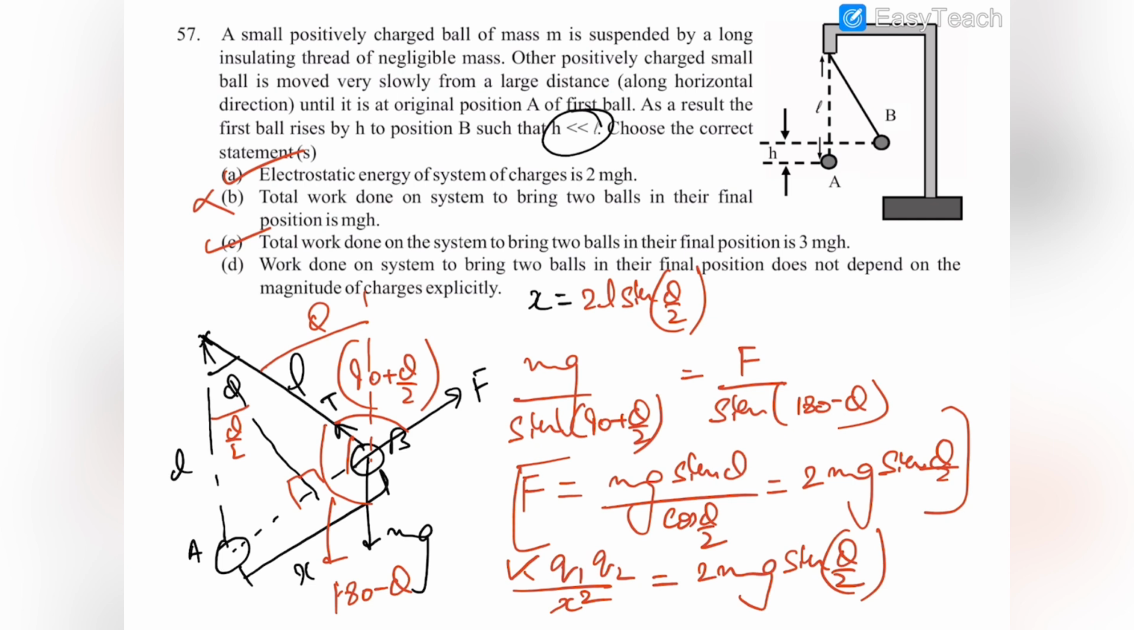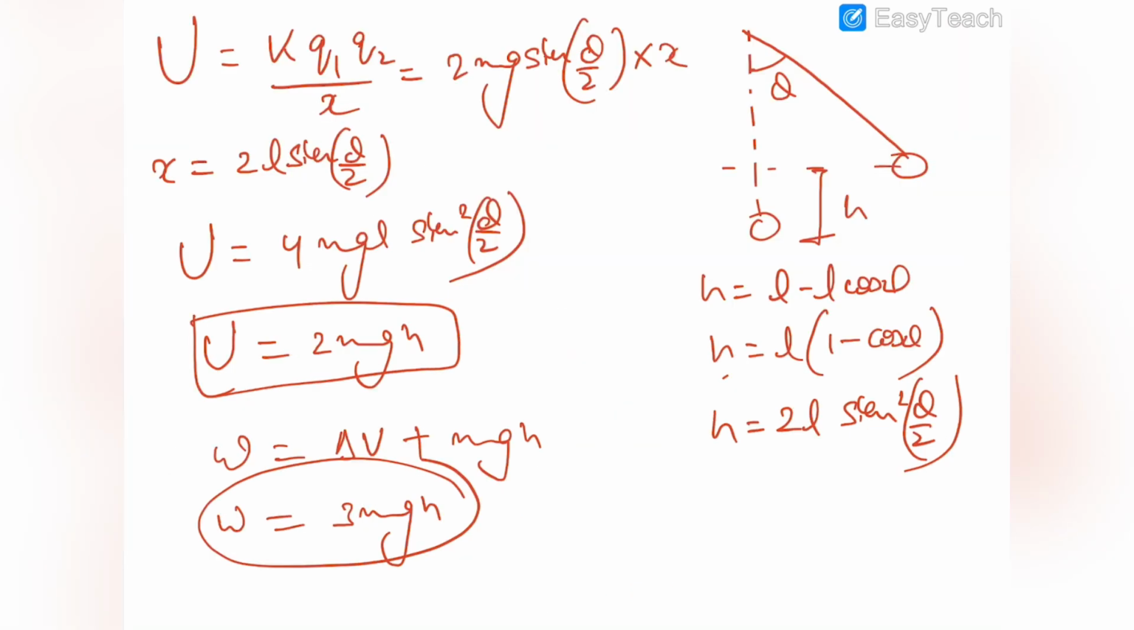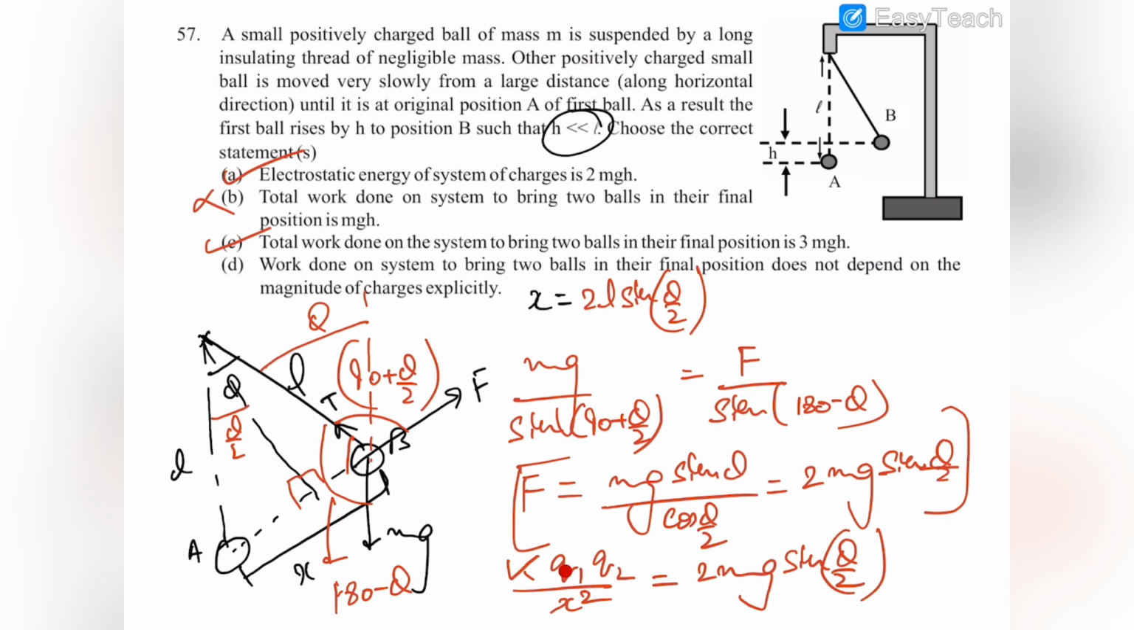And you can see that option number D says that the work done in assembling this system is independent of the magnitude of the charges. This is absolutely correct, because you can see that the total work done does not have any term of charges. So whatsoever be the value of Q1 and Q2, the total work done would be 3 mgh. So D option is also correct. So the correct options are A, C and D.